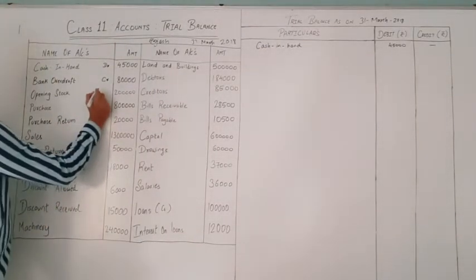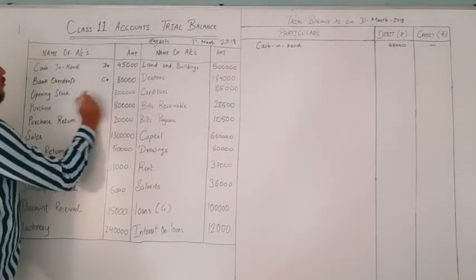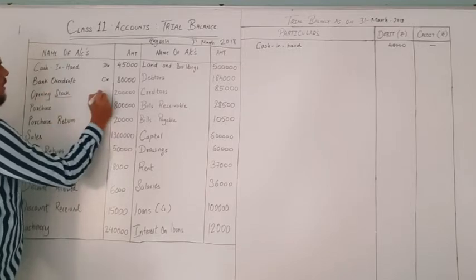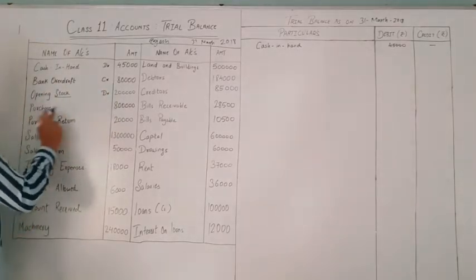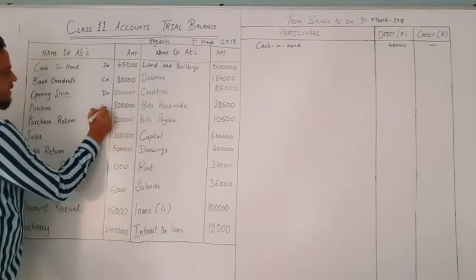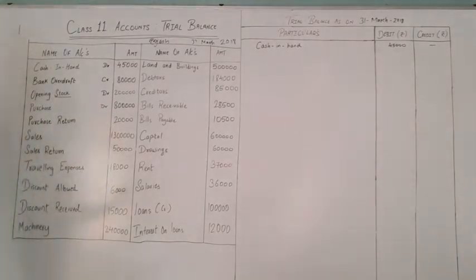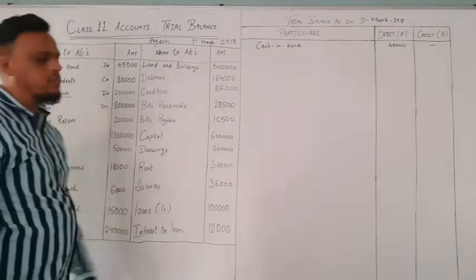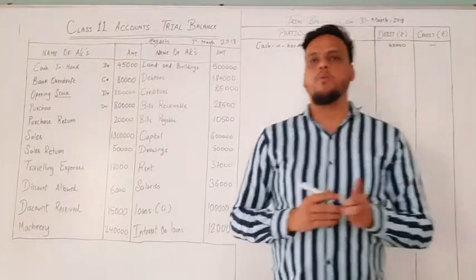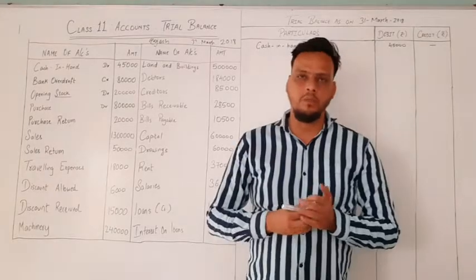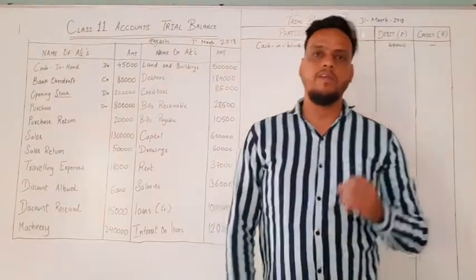Now, opening stock. Opening stock is ultimately stock, which is an asset, so it comes under debit. Purchase is also going on the debit side. Always remember, purchase comes on the debit side. When purchase return, it means you have got the product from a different client ultimately.